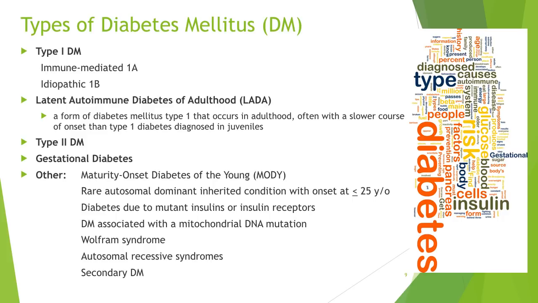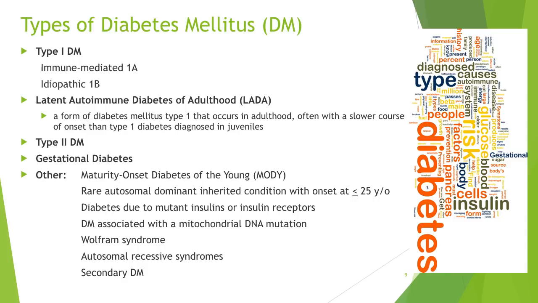There are different types of diabetes. Primarily, most of us are familiar with type 1 and type 2. There's also gestational diabetes for women during pregnancy. And there are other forms of diabetes as well, such as maturity onset diabetes of the young, rare autosomal dominant inherited conditions, diabetes due to mutations of insulin and insulin receptors, and so on and so forth.